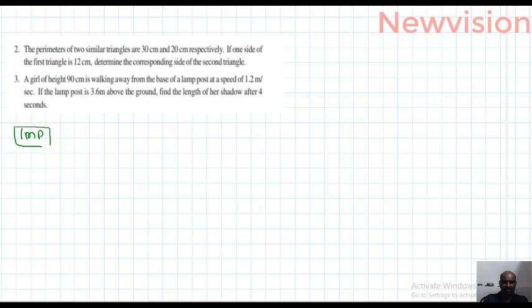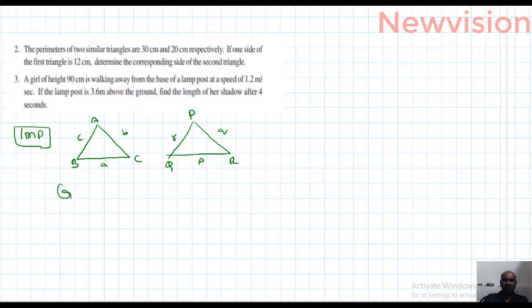Listen all of you. Through a diagram I will explain that. For example, this is triangle ABC. This is triangle PQR. So this is length small a, this is small b, this is small c. This is small p, this is small q, this is small r. So I will write: given triangle ABC similar to triangle PQR, automatically the corresponding sides are in proportion: a by p equal to b by q equal to c by r.